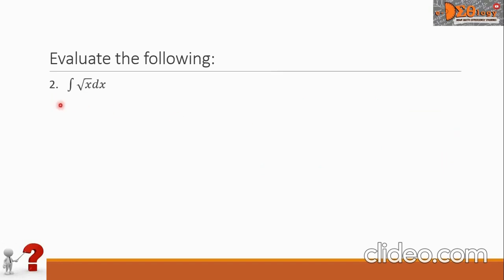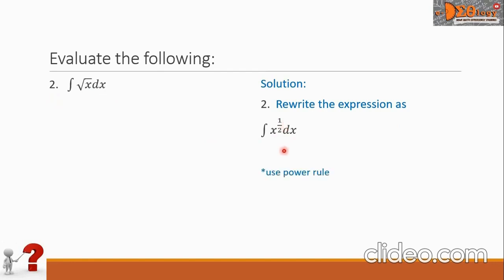Number 2, the integral of the square root of x dx. This time, we're going to rewrite this expression as x with a fractional power. So we have the integral of x raised to 1 over 2 dx. And from here, we're going to use the power rule.